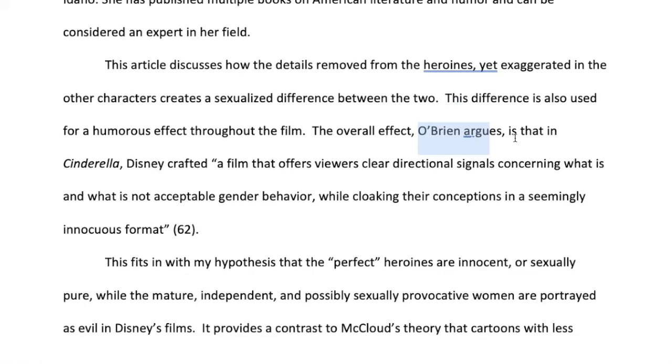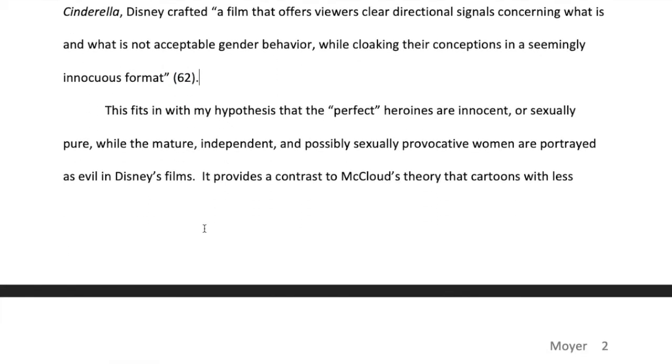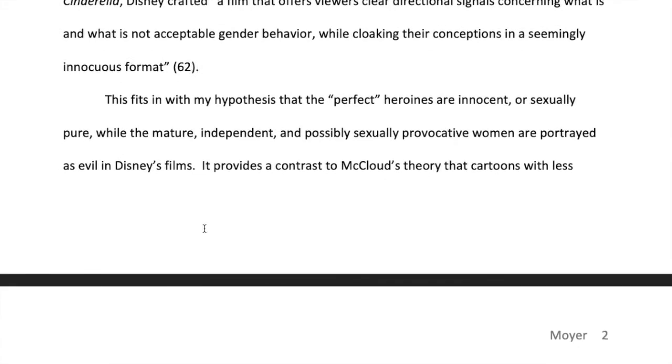So the overall effect, O'Brien argues, is that in Cinderella, Disney crafted, quote, a film that offers viewers clear directional signals concerning what is and what is not acceptable gender behavior, while cloaking their conceptions in a seemingly innocuous format. End quote. I have page numbers because this is from a journal where the version that I looked at online had the page numbers printed on it, so I include the page number that quotation appeared on and a period afterwards. And then my third paragraph goes on to explain my thoughts, my reaction to this source.